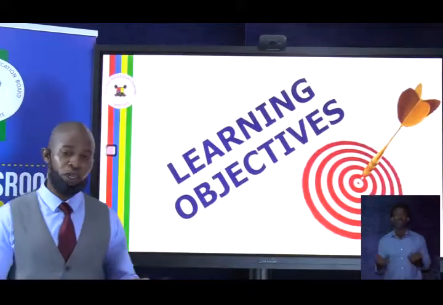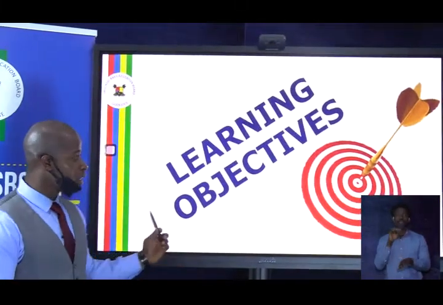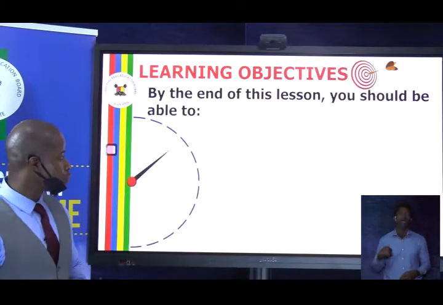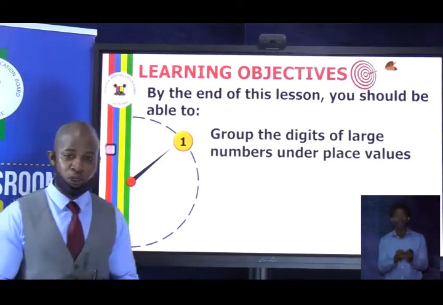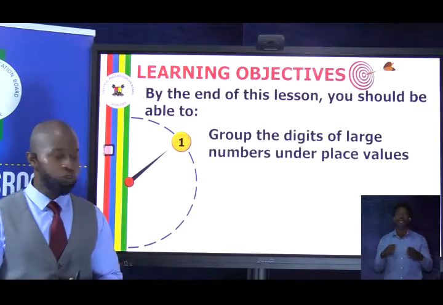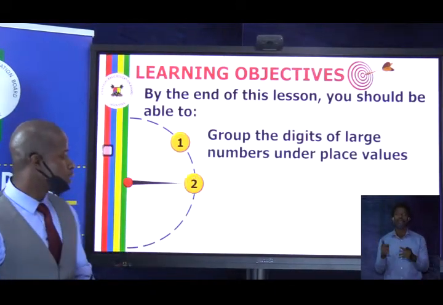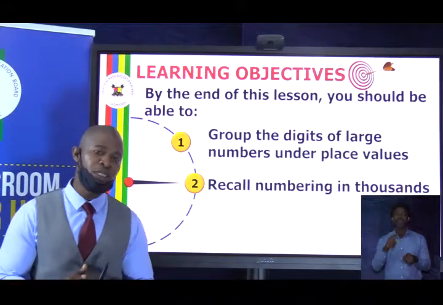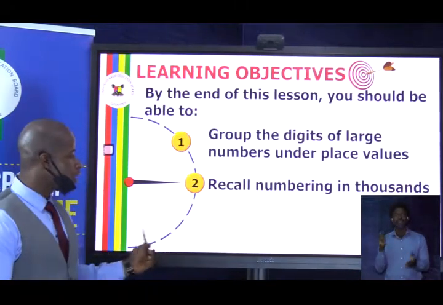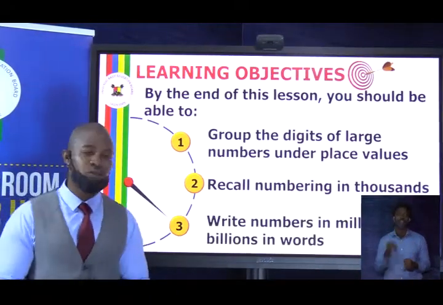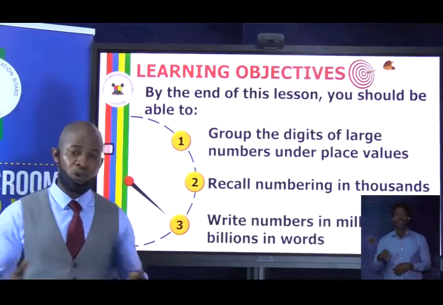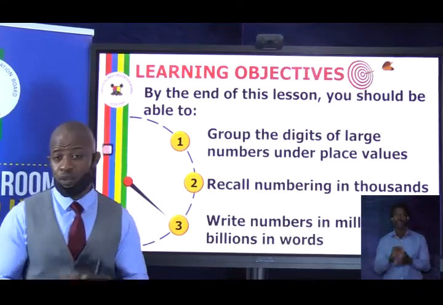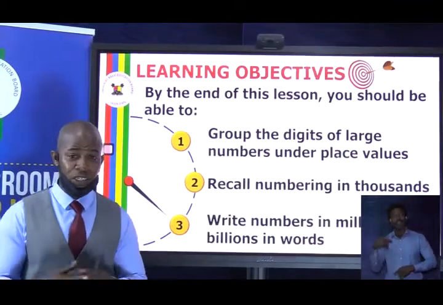Now, moving on to today's learning objectives. At the end of these lessons, what are we expected to be able to do? We should be able to group the digits of large numbers under place values. What does that mean? We should be able to recall numbering in thousands. And finally, we should be able to write numbers in millions and billions in words. And that should already give you the idea that today we'll be dealing a lot with numbers.